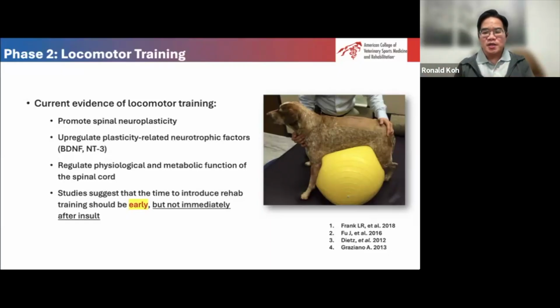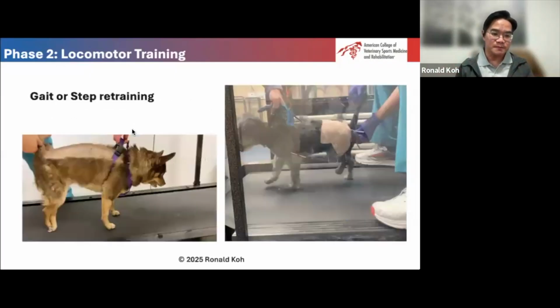Again, studies across species consistently show that the timing of rehab is very, very important. The best outcome is to start the rehab early, but not too immediately after the injury, because like I said, you still need to allow the spinal cord to rest during the inflammation phase. But after inflammation gets better, then we need to start doing locomotor training.